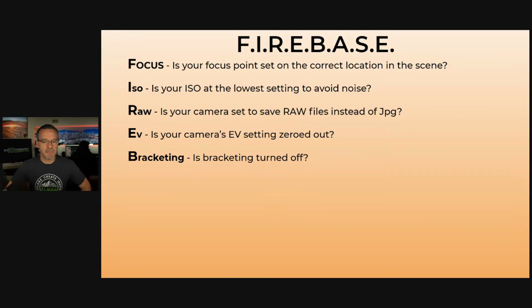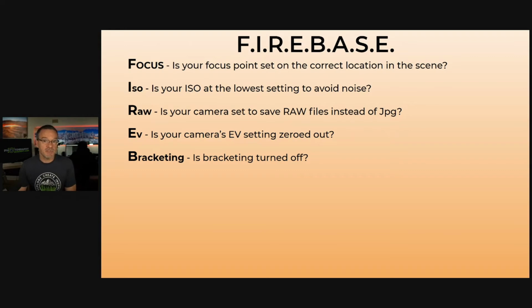The B stands for bracketing. And I use bracketing to help me take HDR photos. I like taking HDR photos, but the biggest mistake I can make is that I forget to turn bracketing off. And so I get to the next photo shoot and this setting is still on. So the big thing with the B is just check, is your bracketing turned off or is it on if you actually want it? So I always need to check this.